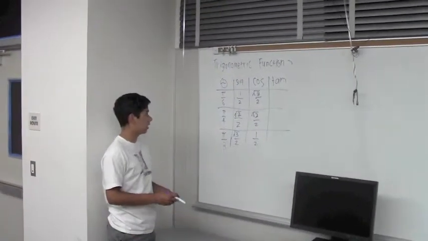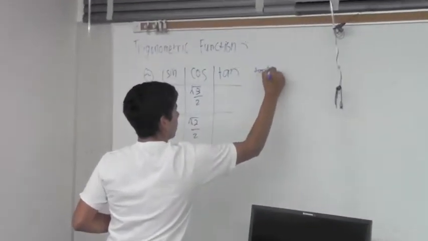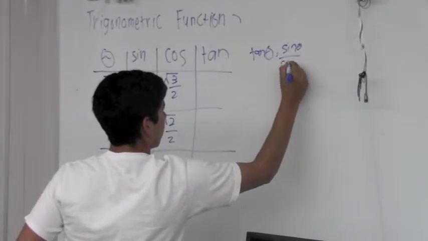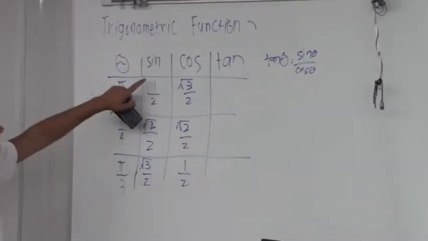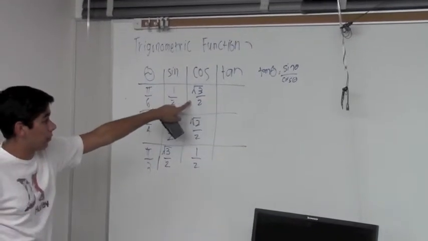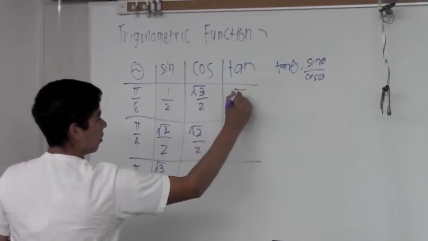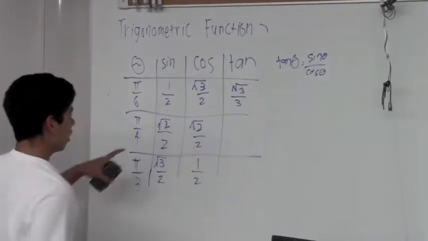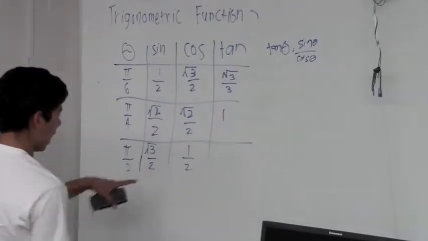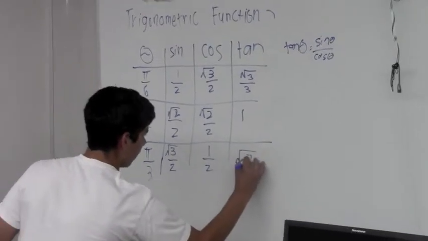So to get tangent on these, tangent of theta is equal to sine of theta over cosine of theta. So it's doing sine over cosine. So 1/2 over root 3 over 2 is going to be root 3 over 3. Root 2 over 2 over root 2 over 2 is just 1. And root 3 over 2 over 1/2 is just root 3.